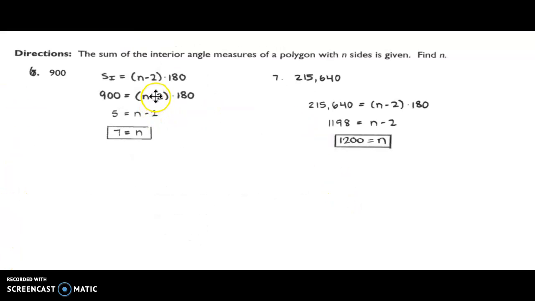You also need to be able to go backwards. If you're given the sum, then how many sides are there? So this is a setup where you set the formula equal to 900 in this case for number 6, because that's the sum of the angle measures. And so you solve for n. This is a heptagon.